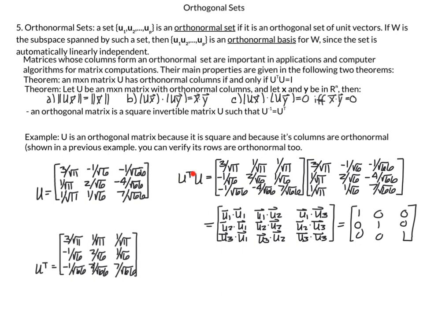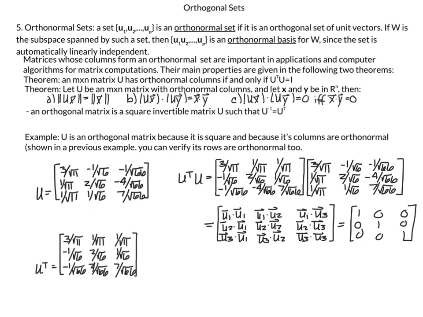So let's do the U transpose, which I have written here, and I copied it over here. U transpose is the 3 by 3 matrix with first column 3 over square root of 11, minus 1 over square root of 6, minus 1 over square root of 66. The second column is 1 over square root of 11, 2 over square root of 6, minus 4 over square root of 66, and the last column is 1 over square root of 11, 1 over square root of 6, 7 over square root of 66, and then our U matrix here, which I'm not going to read out.